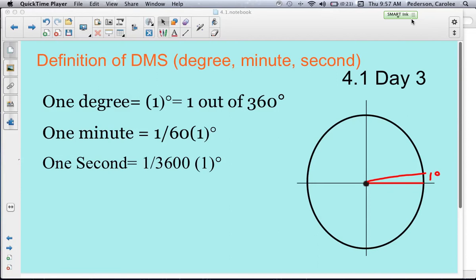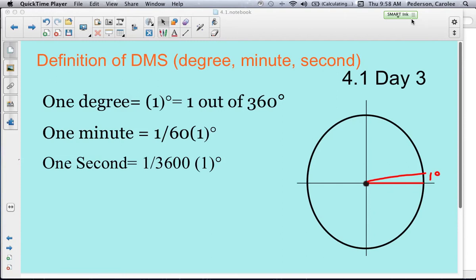This is 4.1, day 3, part 2. The last of this lesson is to focus on the measurement of degrees, minutes, seconds.